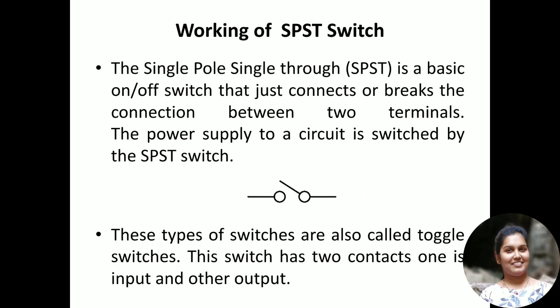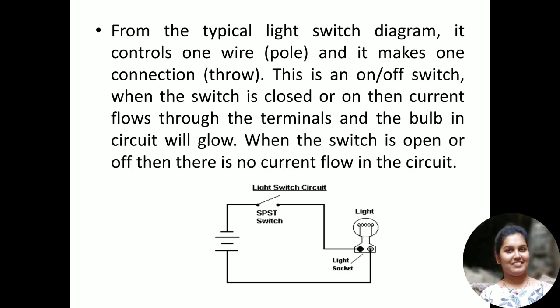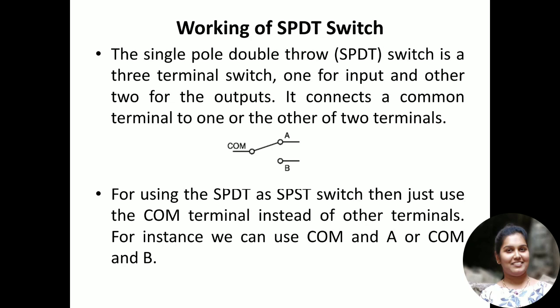Okay, got the point? The symbol for this SPST is this one, and one of the applications that we can mention is this circuit. Right, next we'll move on with the single pole double throw switch, SPDT. Single pole double throw switch is a 3-terminal switch, one for input and the other 2 for the outputs. Here this is a symbol for single pole double throw.